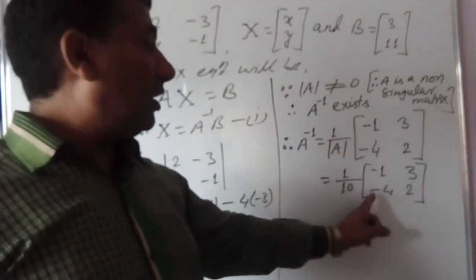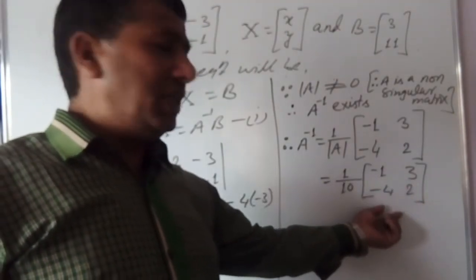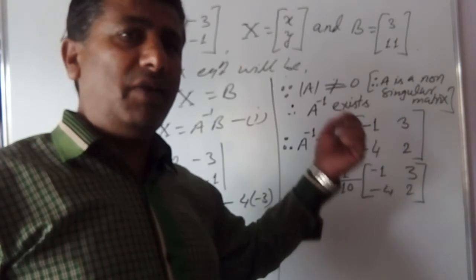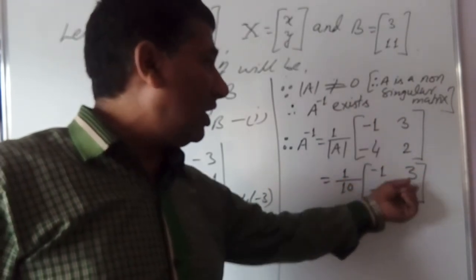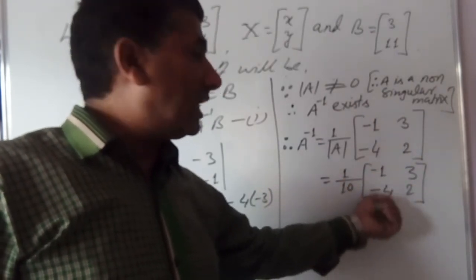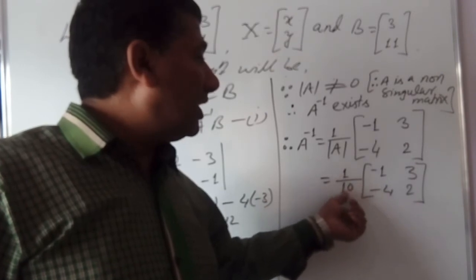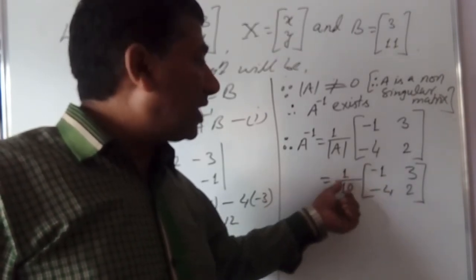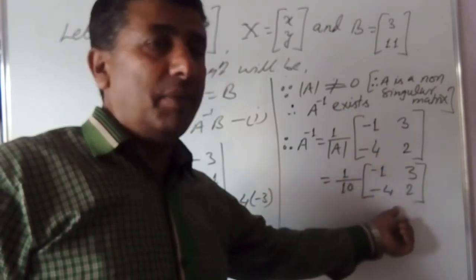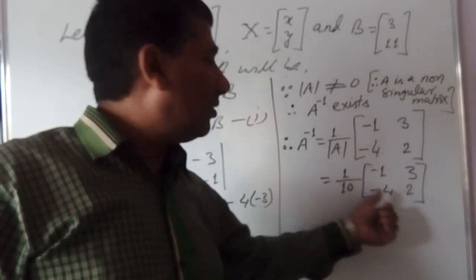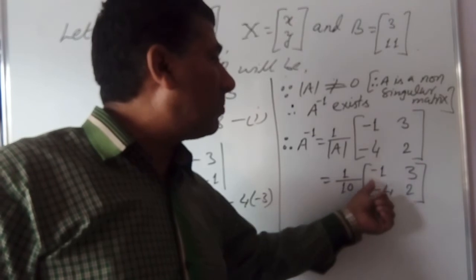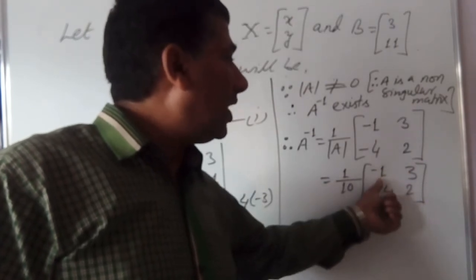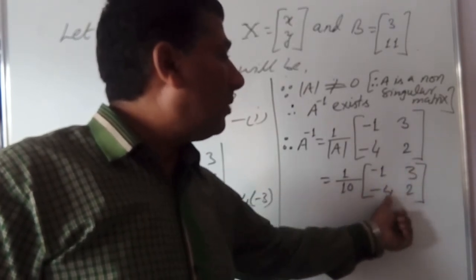Now, do not leave it in this way. If your question is only to find the inverse, then you can multiply all the elements. This is a matrix, so multiply by the scalar number outside. Multiply all the elements by 1 by 10: -1 also, 3 also, 4 also, -4 also, 2 also.